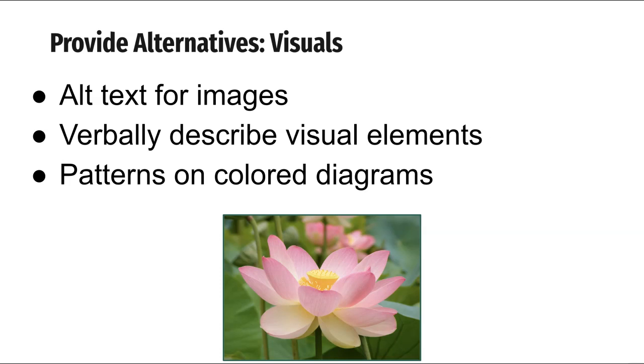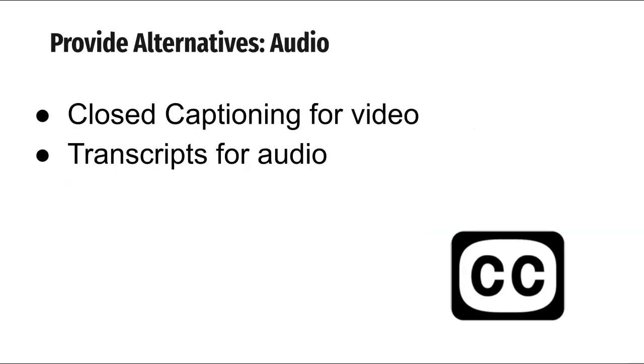Whenever we create diagrams or charts, we can use patterns in addition to color to help those who may be colorblind. So if we have a bar graph, we can use texture on the bars. If we have a line graph, we can use different shapes to go along with our lines. When we have audio content, we use closed captions that are synchronized with video and can be read by the learner, or a transcript for an audio file such as a podcast.